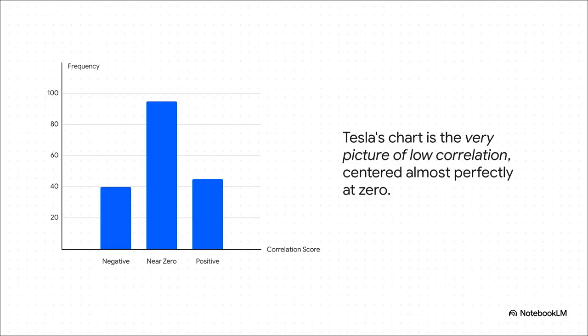And yep, its chart confirms this big time. It's the very picture of low correlation, centered almost perfectly at zero. This means that knowing where the S&P 500 is going gives you almost no clue where Tesla is headed. From a pure correlation standpoint, it's an incredibly powerful diversifier.